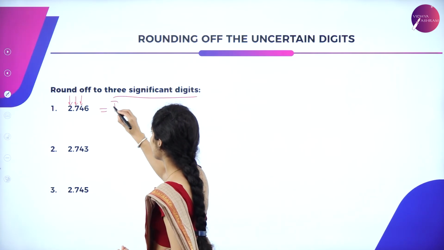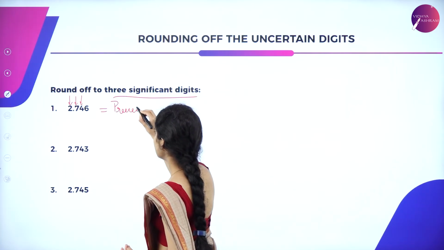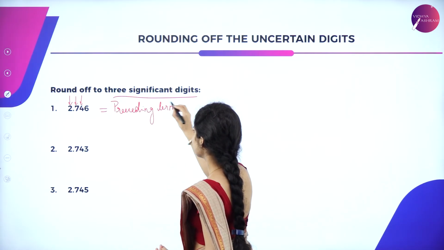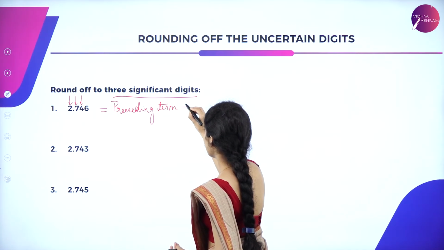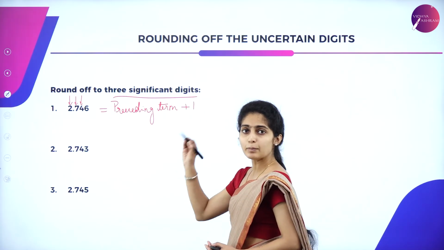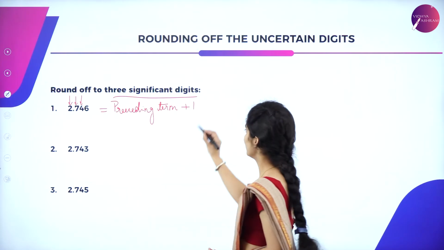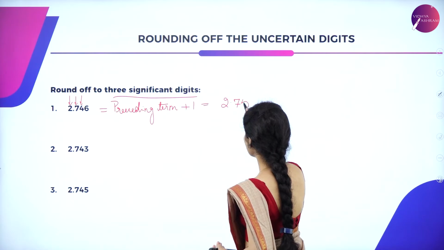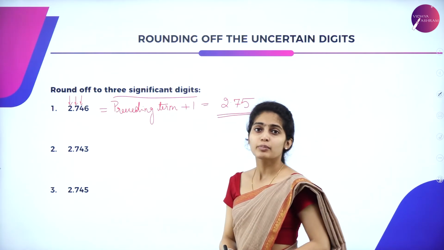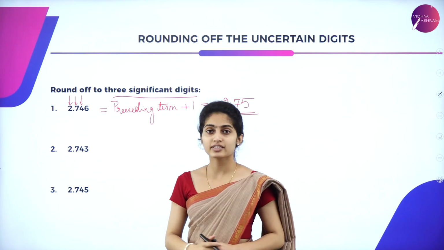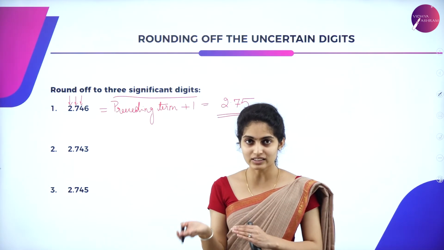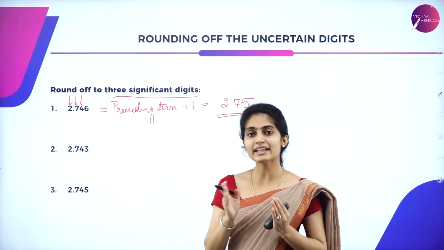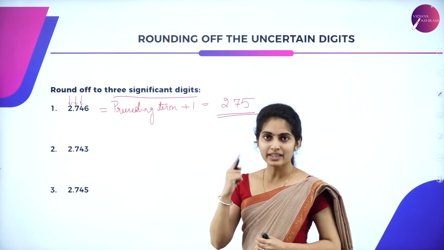Okay, so here we have to raise the preceding term by 1. That is plus 1. Preceding term plus 1. So what is the value you are getting? 2.75. Instead of 4, I am writing 5 because the succeeding number, that is 6, is greater than 5. That is why I am putting plus 1. I am replacing 4 by 5, that is adding up the preceding term by 1.